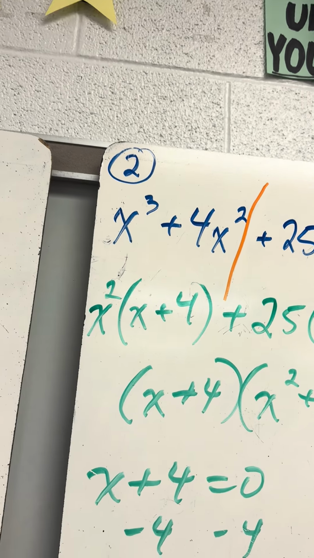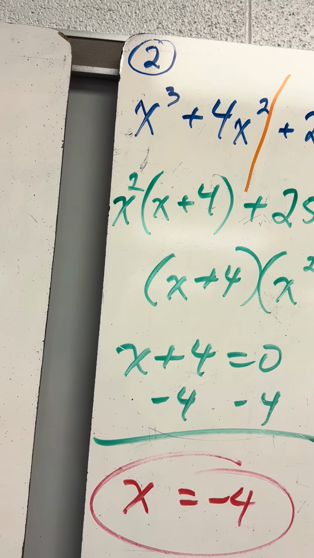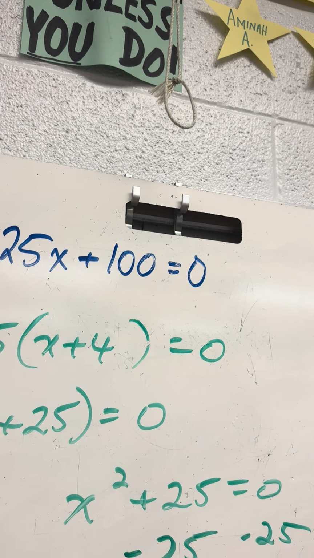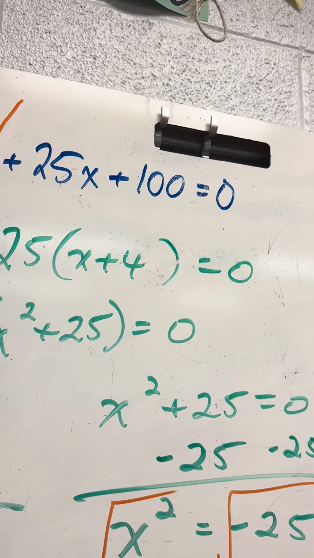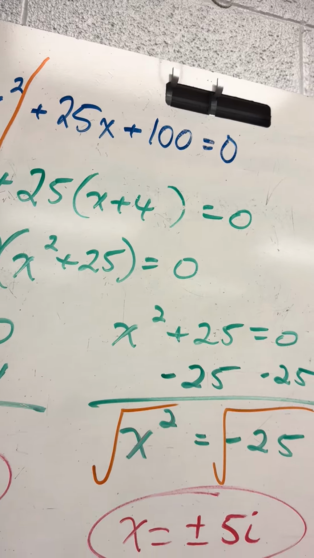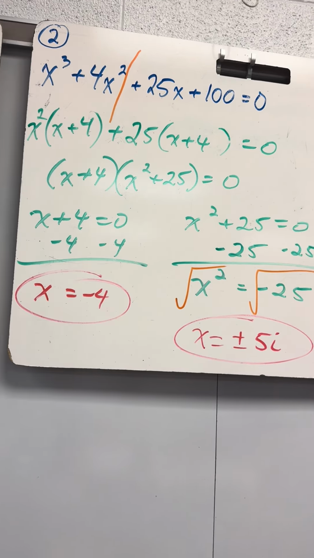So here, you've got x plus 4 equals 0. You minus 4. You get x equals negative 4. x squared plus 25 equals 0. Subtract 25, you get x squared equals negative 25. Take the square root, which gives you plus or minus 5i. 3 answers. Okay.